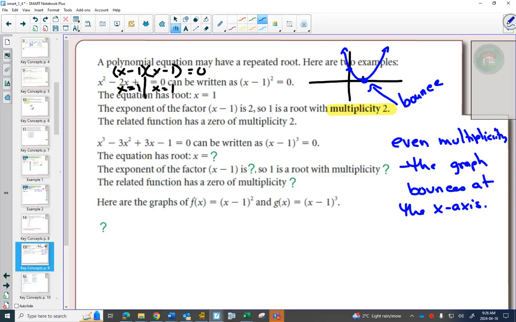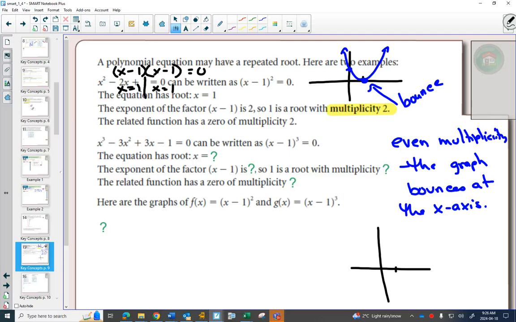If you factored x cubed minus 3x squared plus 3x minus 1, it would factor to x minus 1 cubed. And x minus 1 cubed, you know what that looks like as well from the beginning of the year, because the x cubed graph was a graph that you knew. This minus 1 would move it which direction? 1 to the right, left, up, or down? To the right.